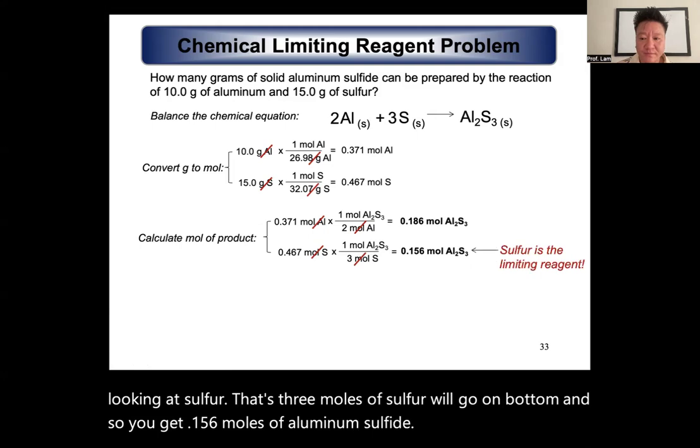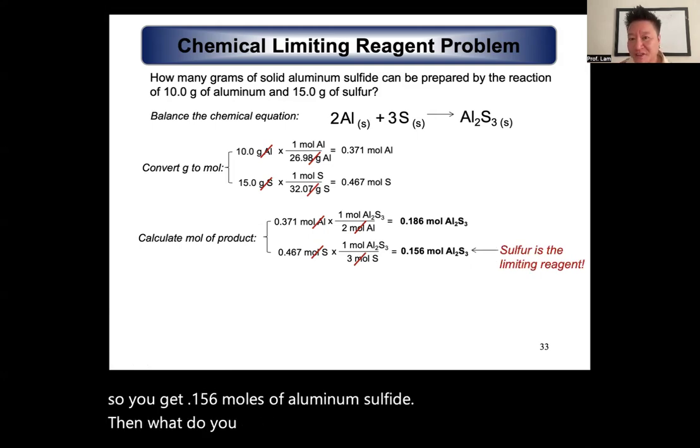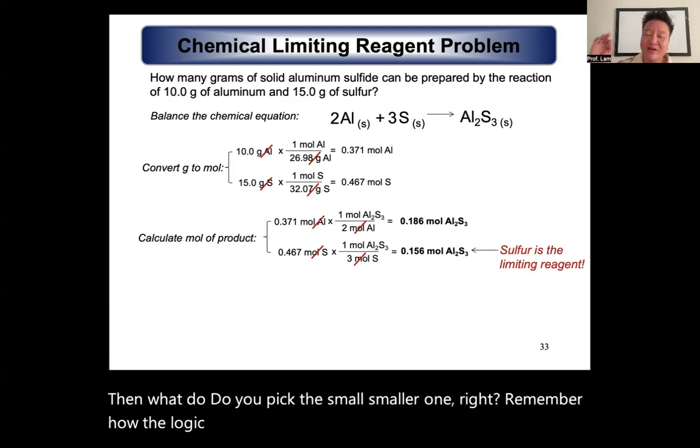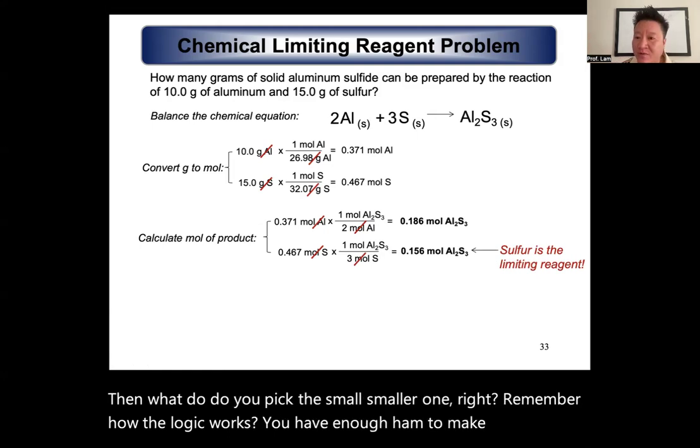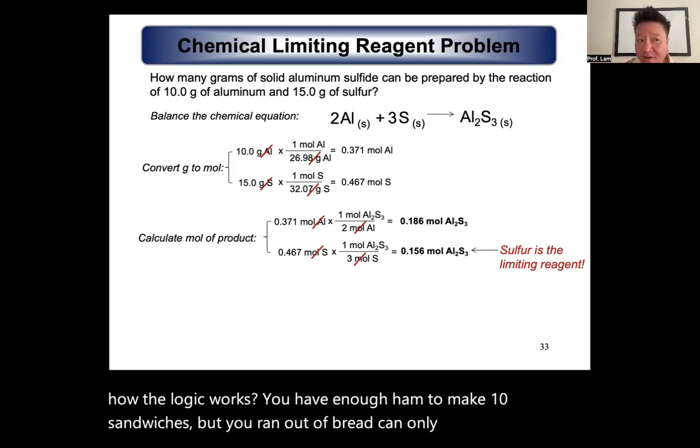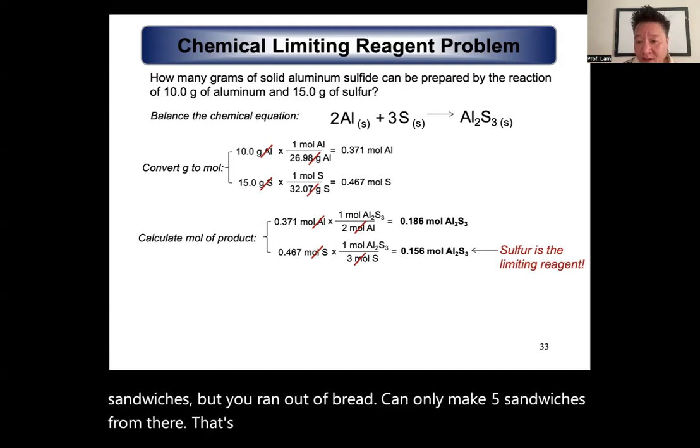Then what do you do? You pick the smaller one, right? Remember how the logic works. You have enough ham to make 10 sandwiches, but you ran out of bread. You can only make 5 sandwiches from that. That's why you pick the smaller number.